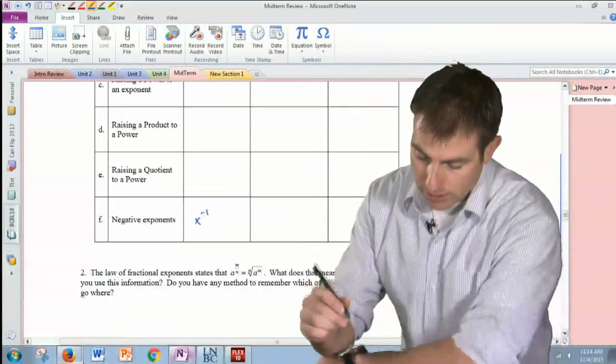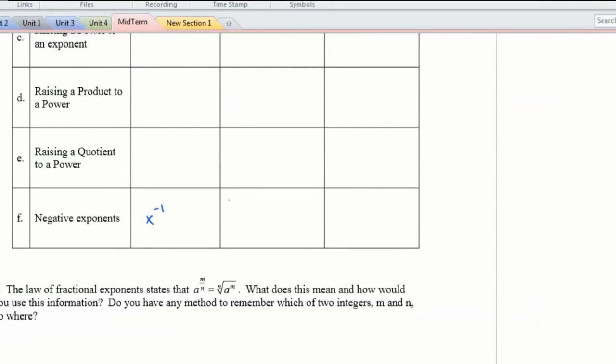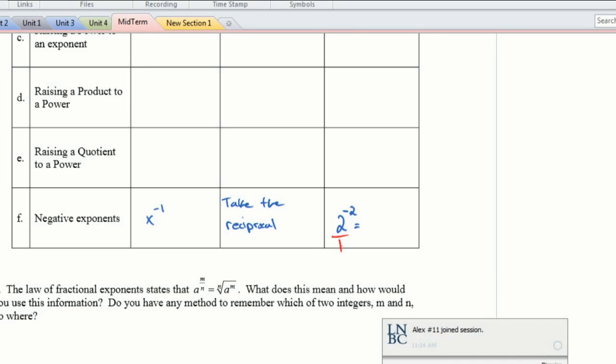So x to the power of negative 1. What does this mean? This means when we have a negative exponent, we need to take the reciprocal. Reciprocal just means flipping the thing. So let's say we had 2 to the power of negative 2. When we say take the reciprocal, we're going to flip it. So this was 2 over 1. We don't ever write that over 1, but that's what it is. And then we need to flip it.